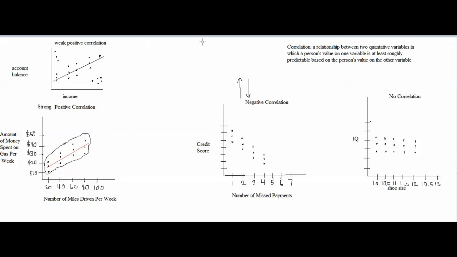Let's try to think of an example that might be a weak negative correlation. I was thinking about maybe number of units that a college student takes and the amount of free time they have per week. Let's put number of units down here and free time up here.